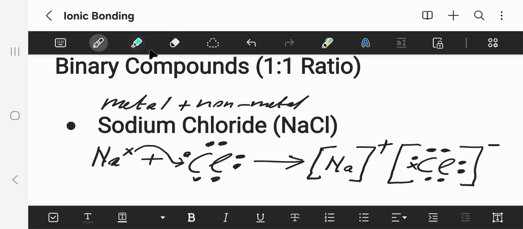Do you see, guys, how it works? So this is what we want basically as your answer when you draw Lewis diagrams for ionic compounds. All right, I hope it makes sense. So this is what we are looking for. Let's look at another example.